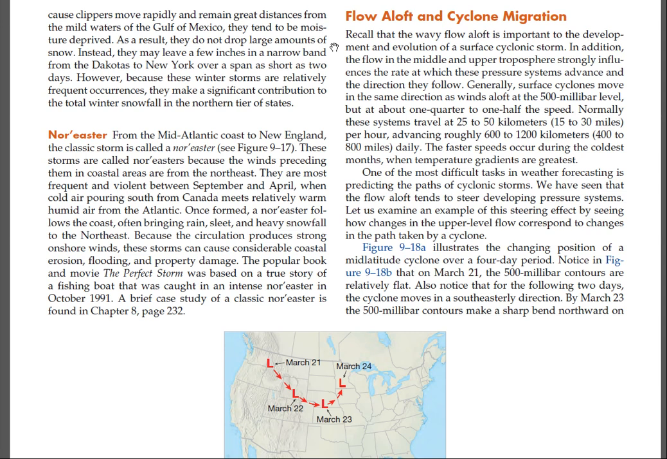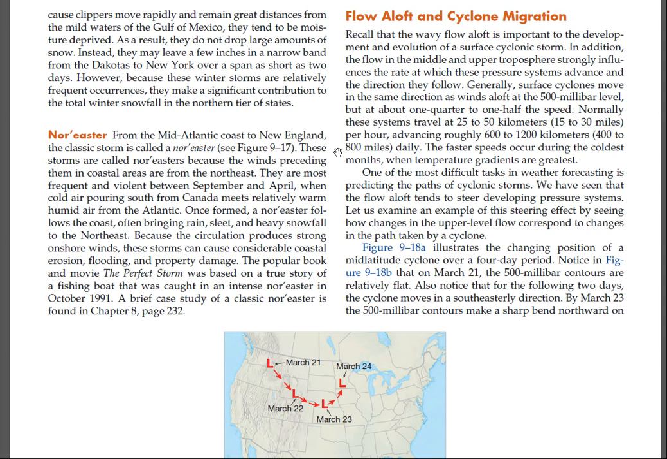Generally, surface cyclones move in the same direction as winds aloft at the 500 millibar level, but at about 1/4 to 1/2 the speed. Normally these systems travel at 25 to 50 km per hour, advancing roughly 600 to 1,200 km daily. The faster speeds occur during the coldest months, when temperature gradients are greatest.